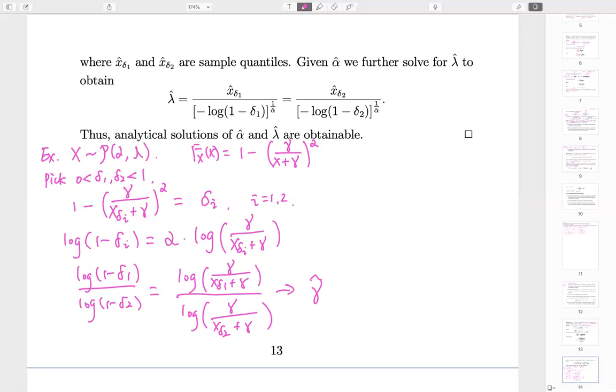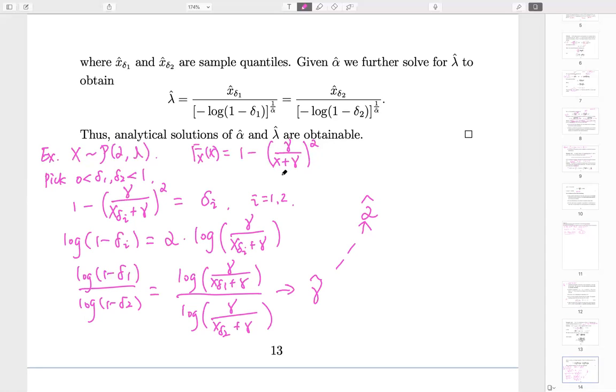Once you know gamma hat, you can plug into either equation 1 or equation 2 to get alpha hat. So that's often the case. Only for very few examples are you able to solve the quantile matching in theoretical results and get a nice explicit expression like this. For instance, for the exponential, you will be able to get an explicit result. For the normal distribution, you don't even have a nice expression for the CDF.